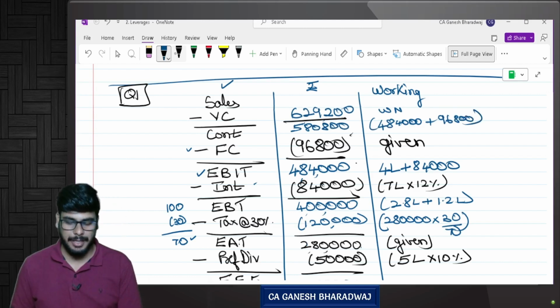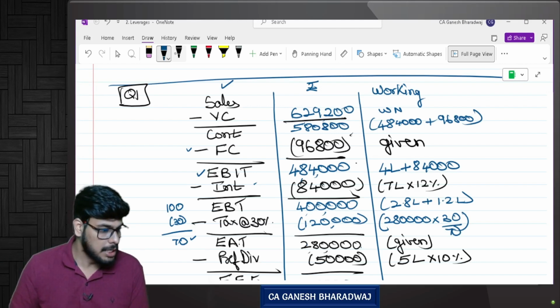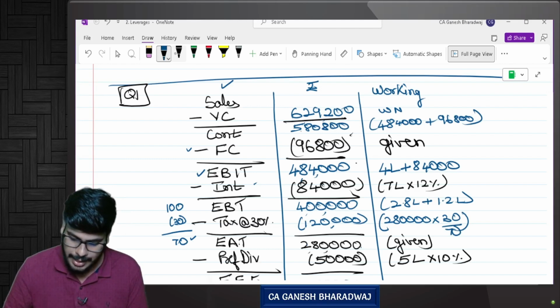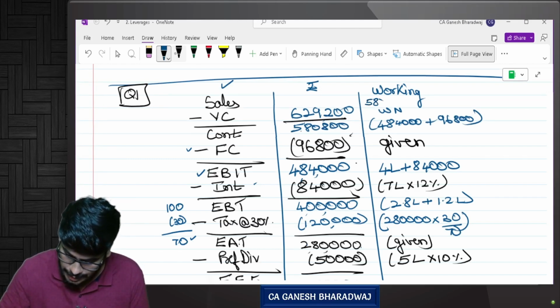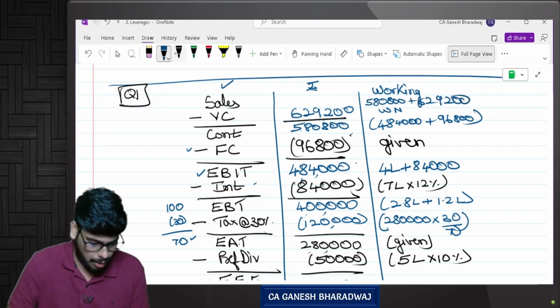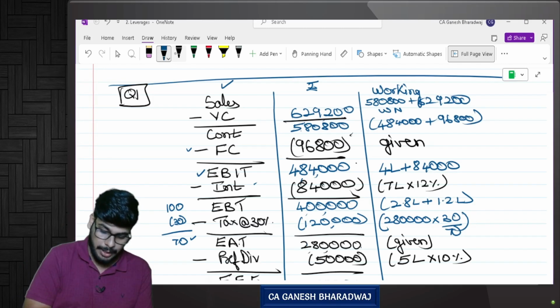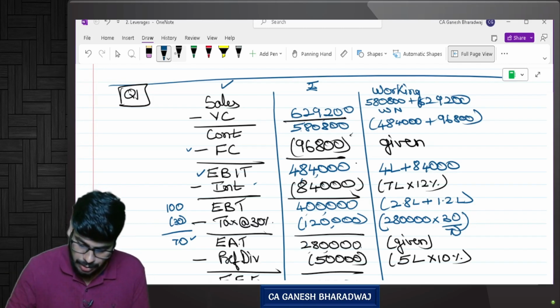Now what is going to be the sales? Sales minus variable cost is your contribution, or sales is equal to contribution plus variable cost. In other words, this is going to be 5,80,800 plus 6,29,200. So how much is this? It is going to be 12,10,000.